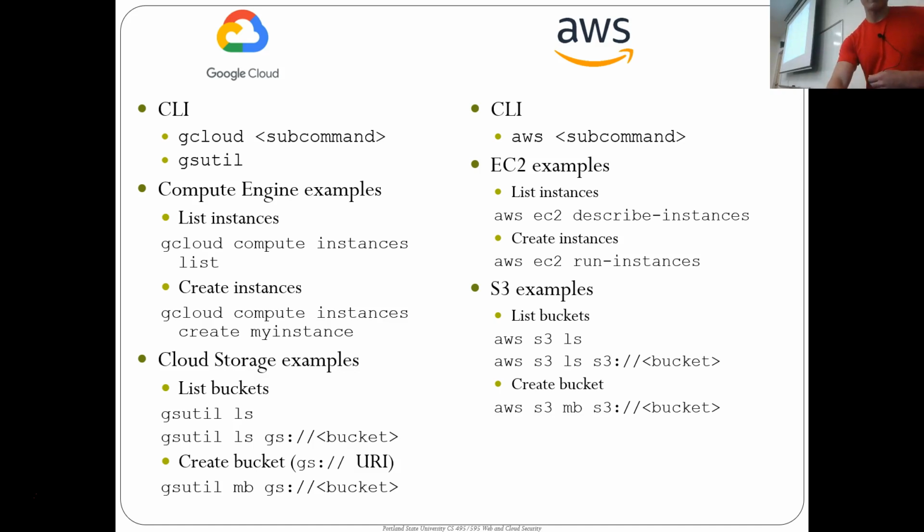Here's an example of accessing storage buckets, which you'll do a lot of. gsutil ls lists all your buckets. gsutil ls of a particular bucket, given a URI, lists that single bucket. And then you can create buckets using the gsutil mb subcommand. If you look over to the right, the gsutil UI is modeled after the way AWS did it, so AWS S3 ls and those sorts of things. These are typical command navigations that you'll be doing in your CTF exercises.